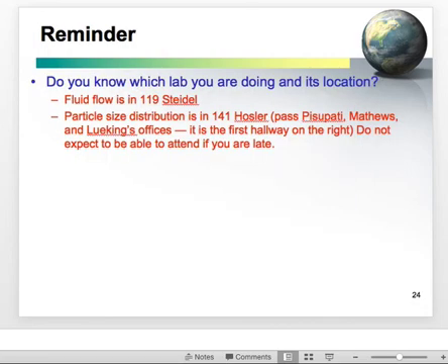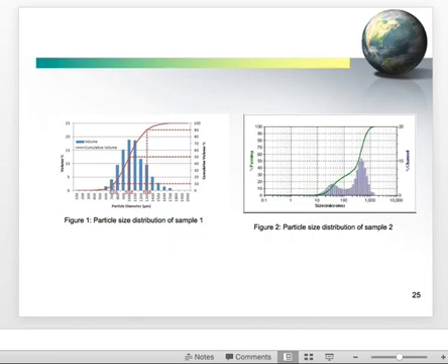Fluid flow is in 119 Steidl. We're going to climb down a ladder, so make sure that you let me know if you're claustrophobic or if you have any issues with doing that. Particle size distribution is in 141 Hosler. Go past Pispati's office, past mine. When you get to about Dr. Luking's office, turn right. It's that hidden hallway in Hosler. And that's it.